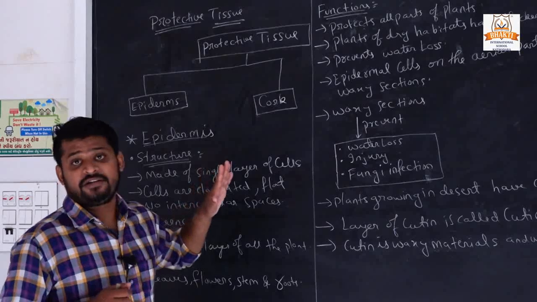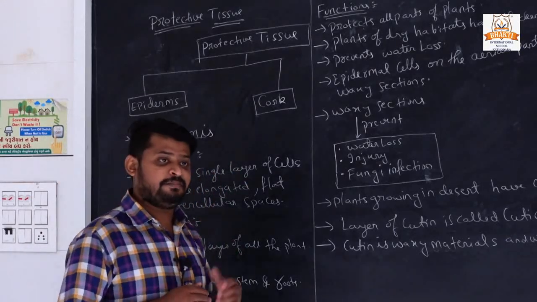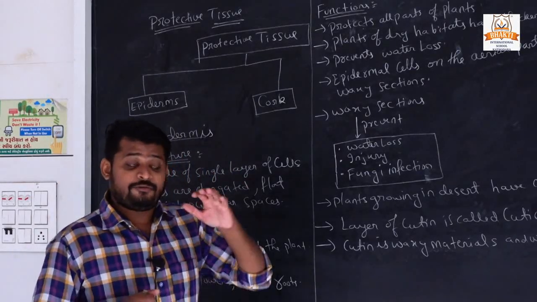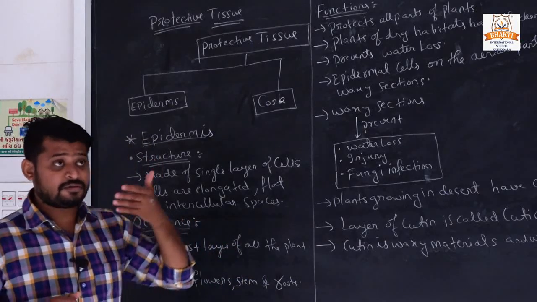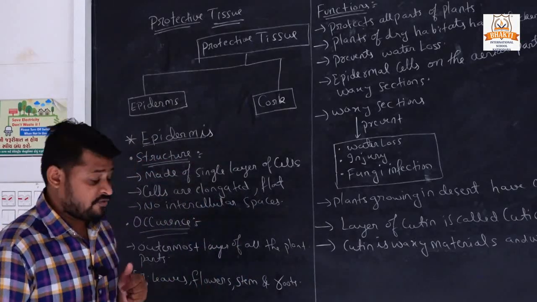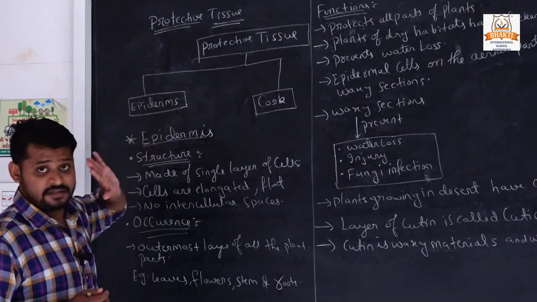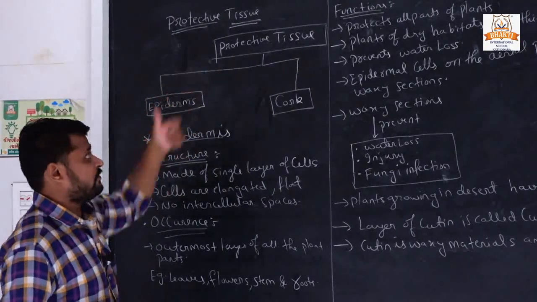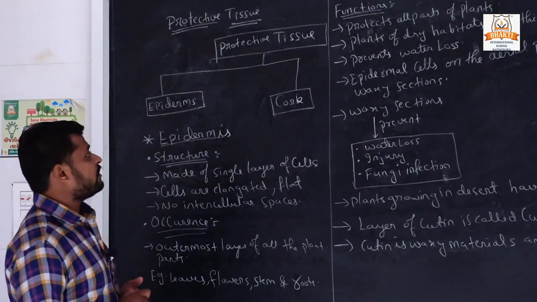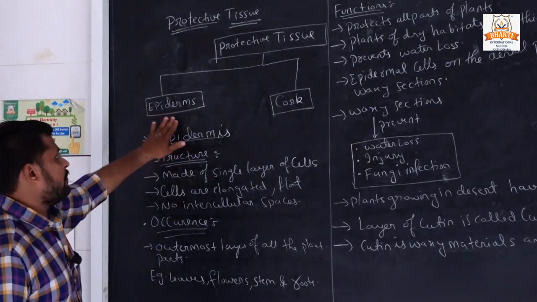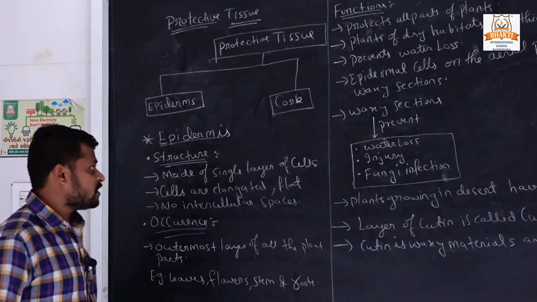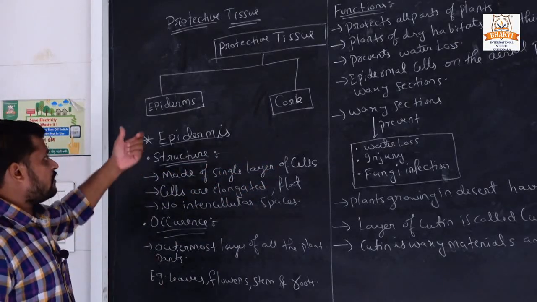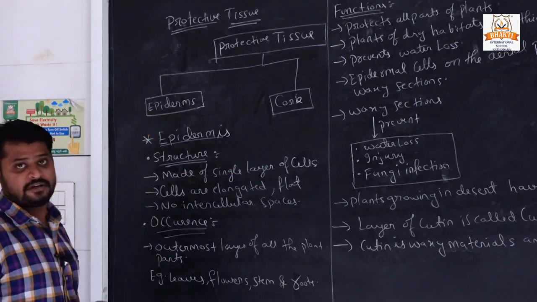In permanent tissue we will study simple tissue. Now, before going to complex tissue, first we have to study this very important tissue, that is called protective tissue. Protective tissue is of two types, one is epidermis and one is cork. So we will start our first topic, what is epidermis.